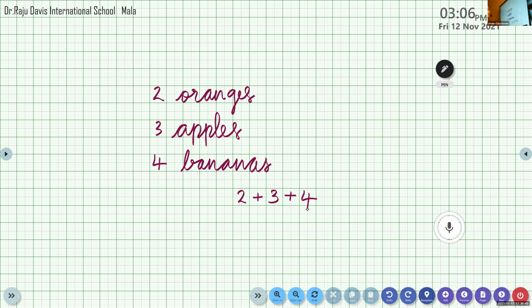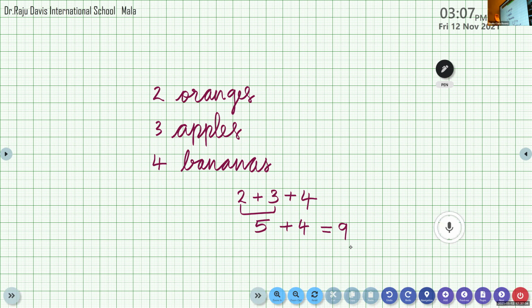The step is, we will add the first two numbers. Listen here. 2 plus 3. When we add 2 plus 3, we will get the answer 5. Then with the sum, we will add the third number, that is 4. 5 plus 4. When we add 5 plus 4, we will get the answer 9. 5 in the mind, 4 on the fingers. So after 5, 6, 7, 8, 9. So I have 9 fruits with me.